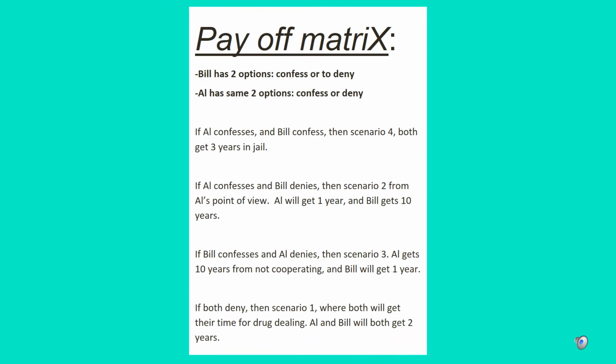In the payoff matrix, Al and Bill have two options. They both can either confess or they can deny their charges. If Al confesses and Bill confesses, then we're at scenario 4 where they get 3 years in jail. If Al confesses and Bill denies, then we're at scenario 2 from Al's point of view. Al will get 1 year and Bill will get 10 years. If Bill confesses and Al denies the charges, then we're at scenario 3 where Al will get 10 years in prison for not cooperating and Bill will get 1 year. If both deny, then we're at scenario 1 where both will get their time for drug dealing and Bill and Al will both get only 2 years.